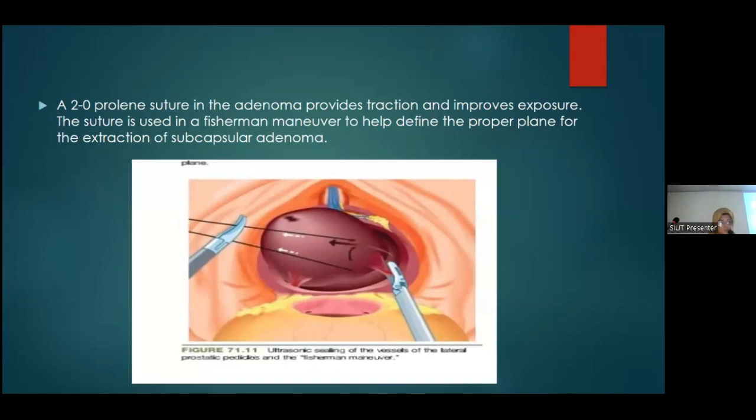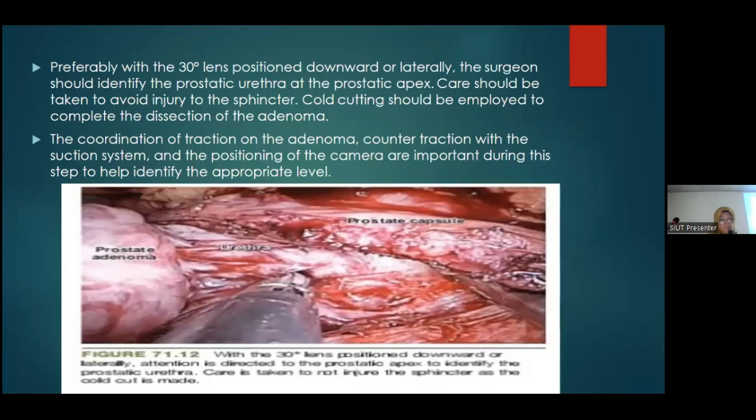The suture is used in a fisherman maneuver to help define the proper plane for the extraction of the subcapsular adenoma. Preferably, the 30-degree lens is positioned downward or laterally. The prostatic urethra at the prostatic apex should be identified. Care should be taken to avoid injury to the sphincter.